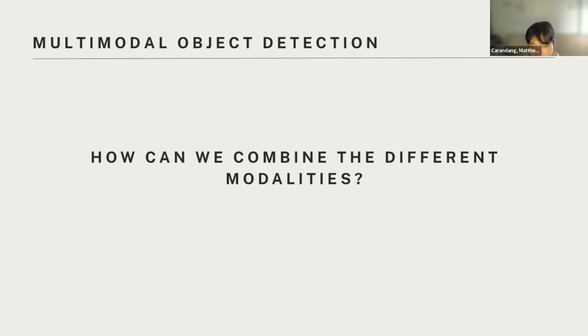Like for LiDAR, there are point clouds. For images, there are 2D images. Then for infrared, it's basically grayscale images, but with infrared radiation data. So how do we combine these different modalities?